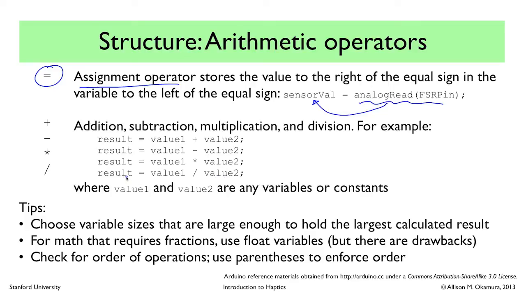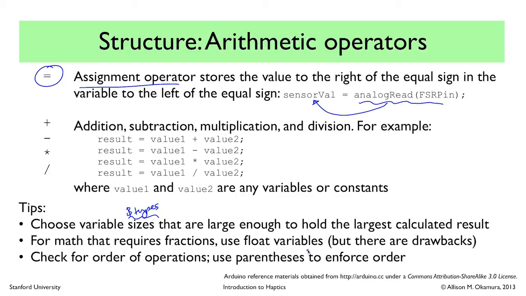That might not be a great idea because if value 1 divided by value 2 actually has a floating point value in it, then that information will get cut off in the result. So just be a little careful about your variable sizes and types here. And then for math that requires fractions, as I mentioned, using float variables is a good idea.